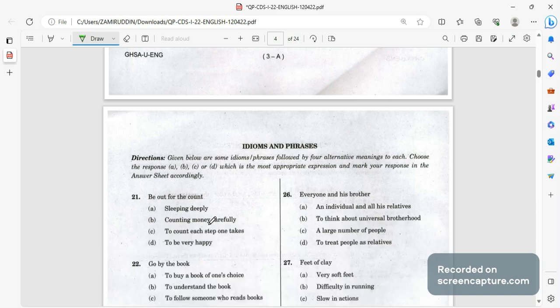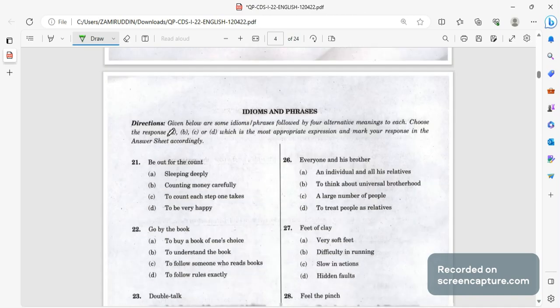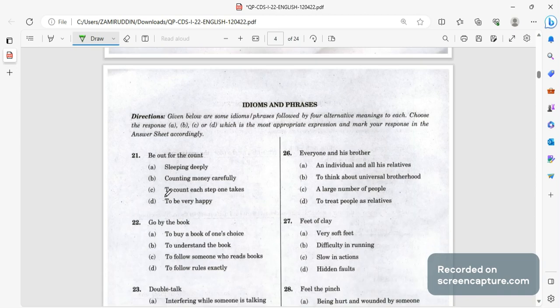Whenever you are attempting idioms and phrases, don't go with the literal meaning of the word that is given to you. So here, be out for the count मतलब वो हम उसे नहीं ले रहे. Be out for the count कहते हैं ना कि मुझे भी काउंट कर लो, तो इसमें be out of the count, मुझे मत काउंट करो क्योंकि that person is sleeping deeply. You can go by this.